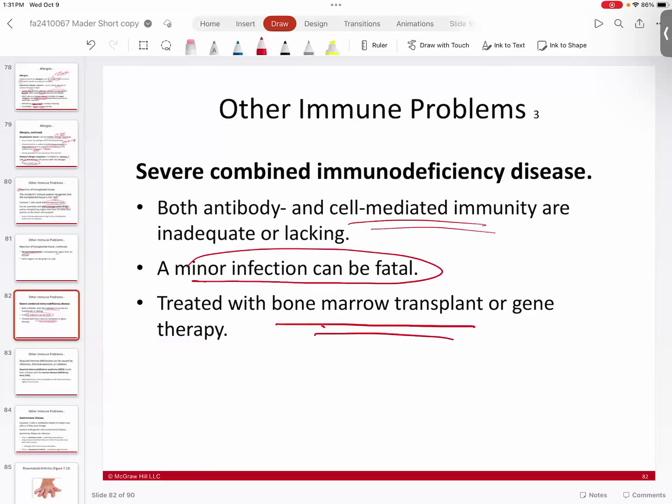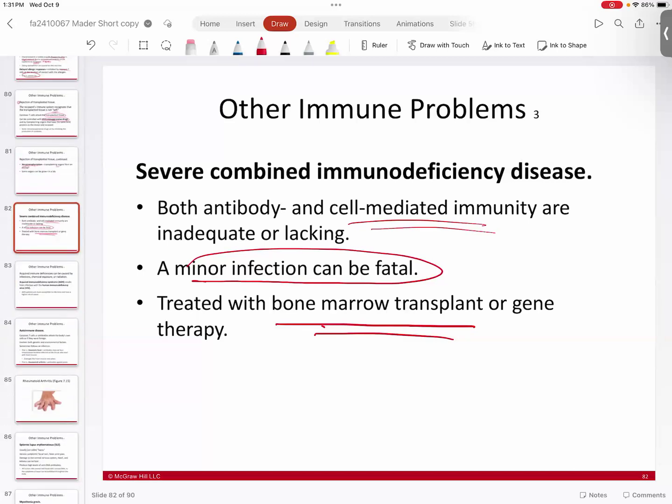Gene therapy is pretty cutting edge. There's a lot of trial and error associated with gene therapy, so it's not a big thing. Like, we never had gene therapy in our office. It wasn't even a thing. However, there were some patients who were beneficiaries of bone marrow transplant.